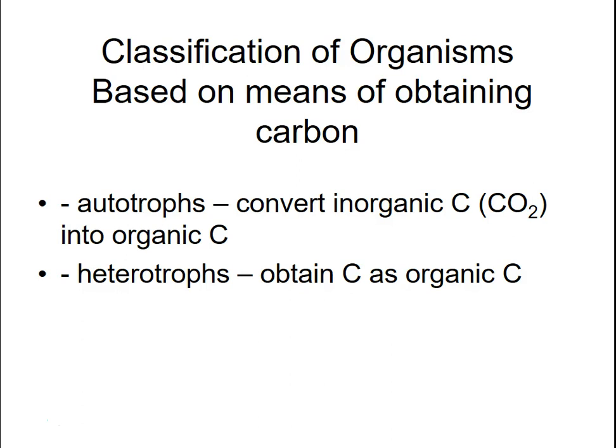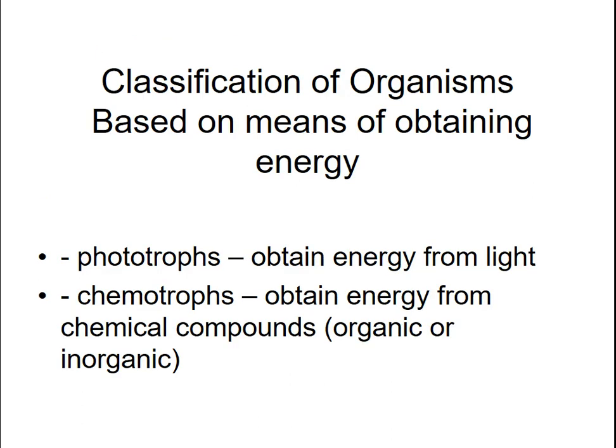Heterotrophs have to obtain their carbon as organic carbon, such as glucose sugar, but we have to obtain it from some other organism. So, we being humans would be heterotrophs. We obtain our carbon by consuming the organic molecules from another organism. Plants would be autotrophs.